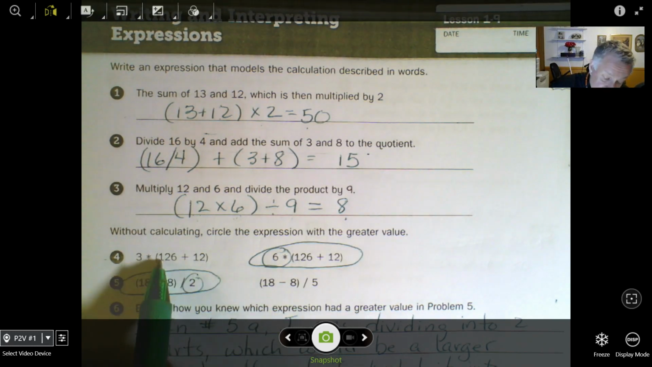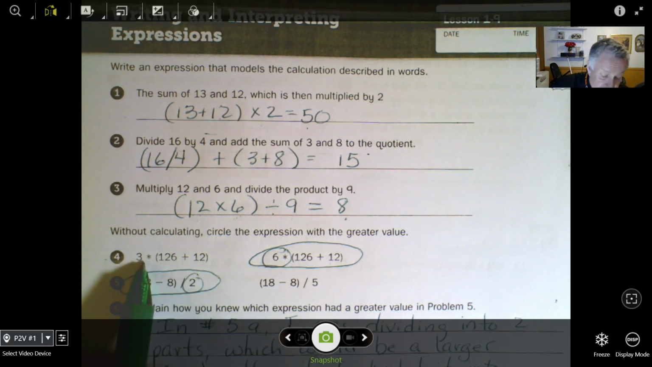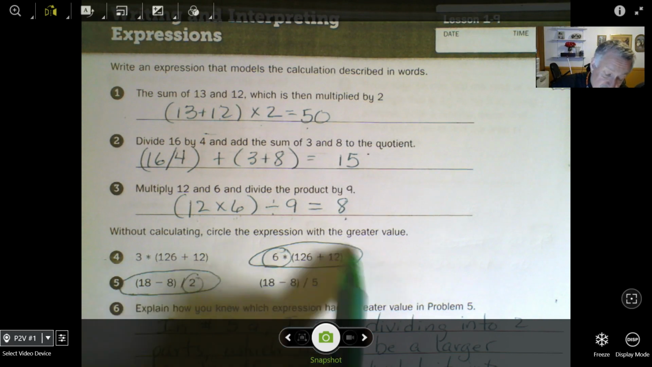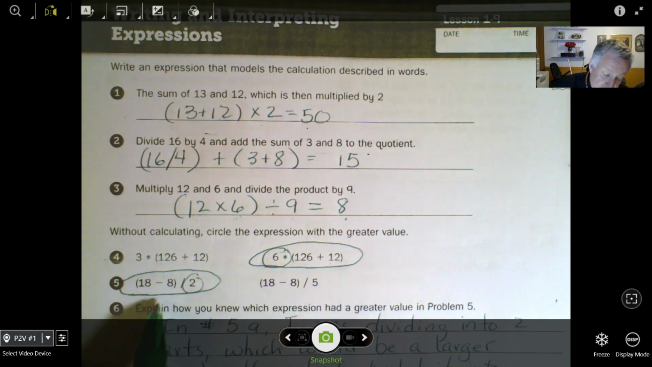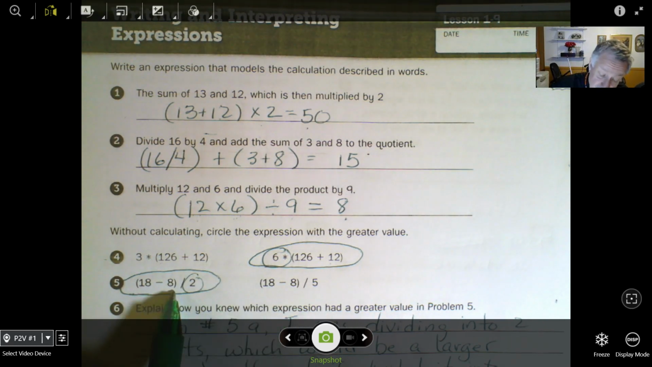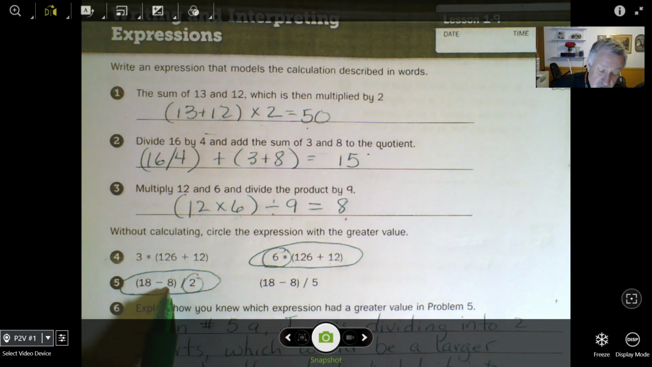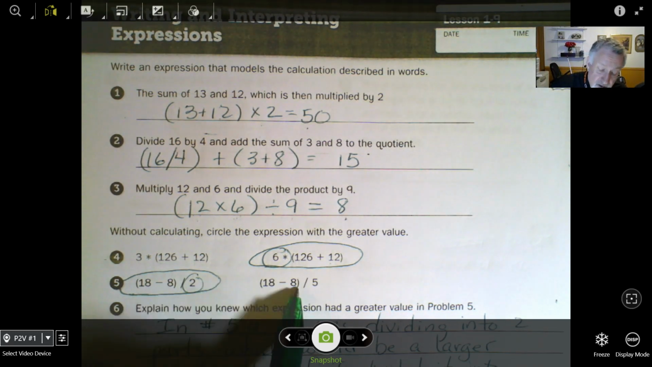Number 4, without calculating, circle the expression with the greater value. In both instances, we're dealing with the same amount in parentheses. So if we multiply this times 3 and this times 6, the 1 times 6 is greater. Same thing here. 18 minus 8 is in both sets of parentheses. Here we're only dividing by 2. Here we are dividing by 5. Dividing by 2 will give us a greater number than dividing by 5. How did we know this?